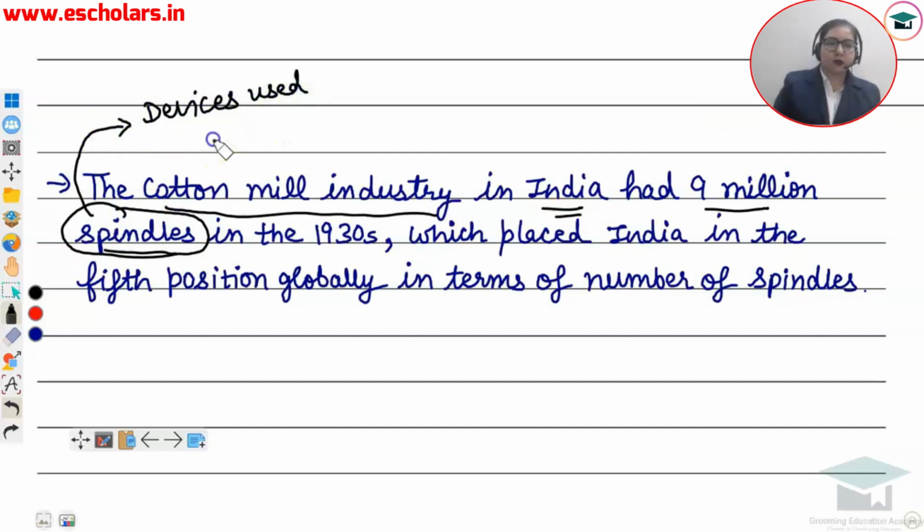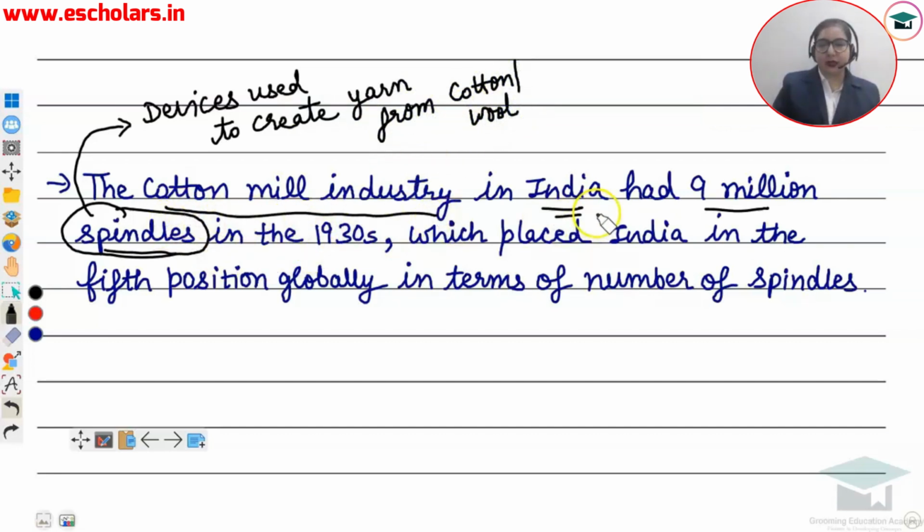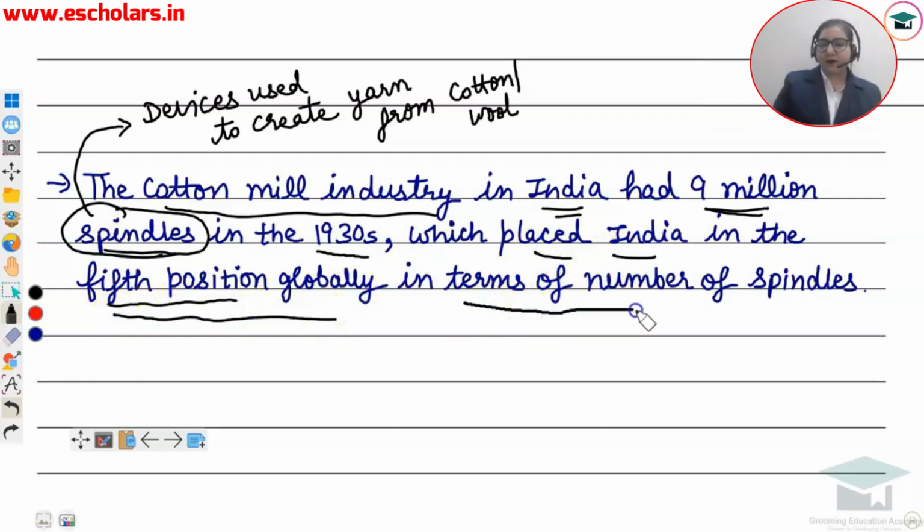used to create yarn from cotton or wool or any fiber. Okay, so the cotton mill industry in India had 9 million spindles in the 1930s, which placed India in the 5th position in the overall world, or you can say 5th position globally in terms of number of spindles. So let's have a look.